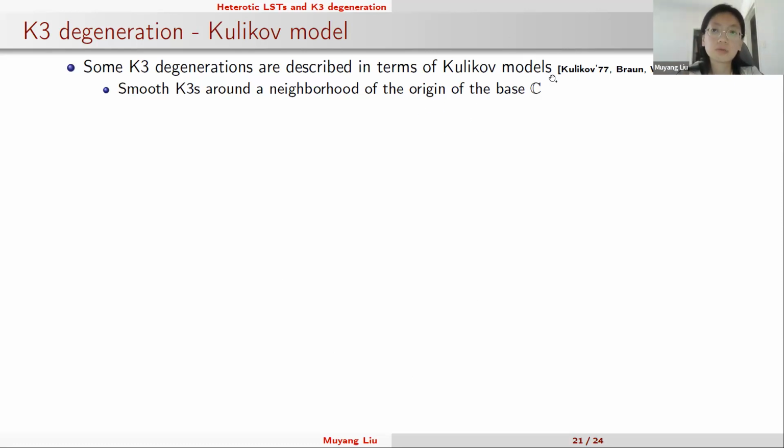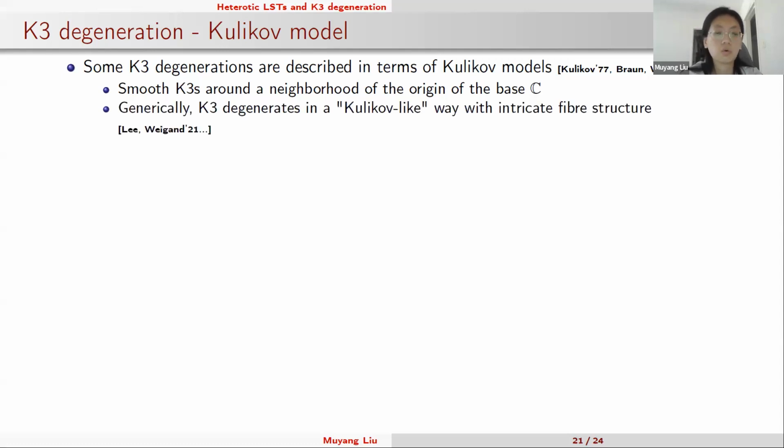However, the Kulikov models described by Kulikov are very limited, meaning that they don't consider all possible intersection patterns of the splitting components, and they don't consider multiple LSTs of the splitting components as well. So at the end of the day, to serve our purpose of the duality studies in our current work, we wish to generalize the Kulikov models into a Kulikov-like way to study more intricate fiber structures.